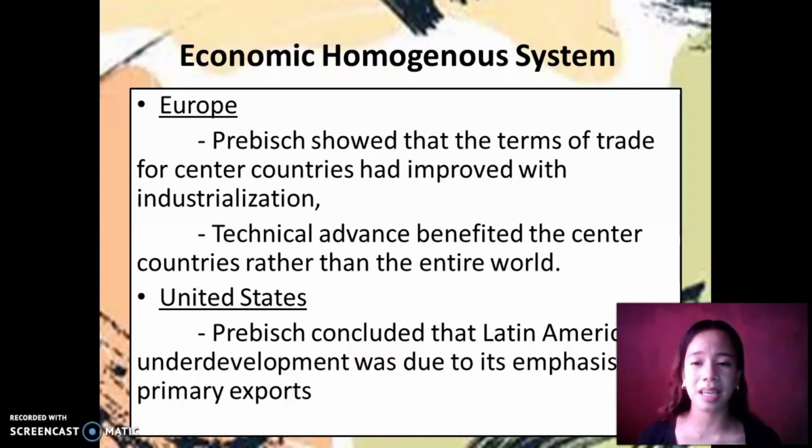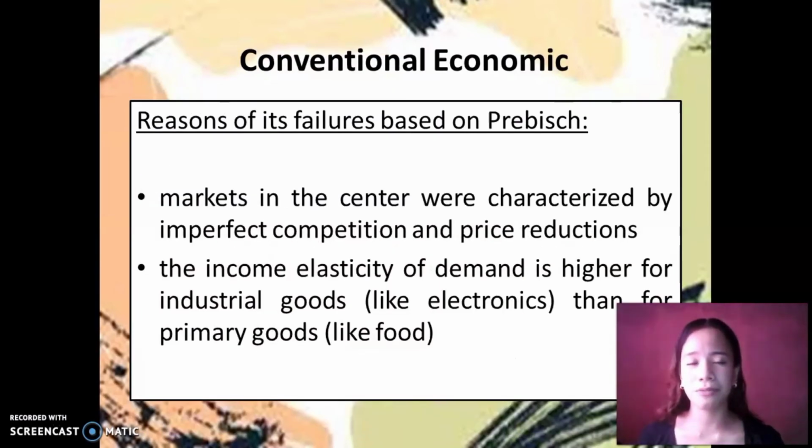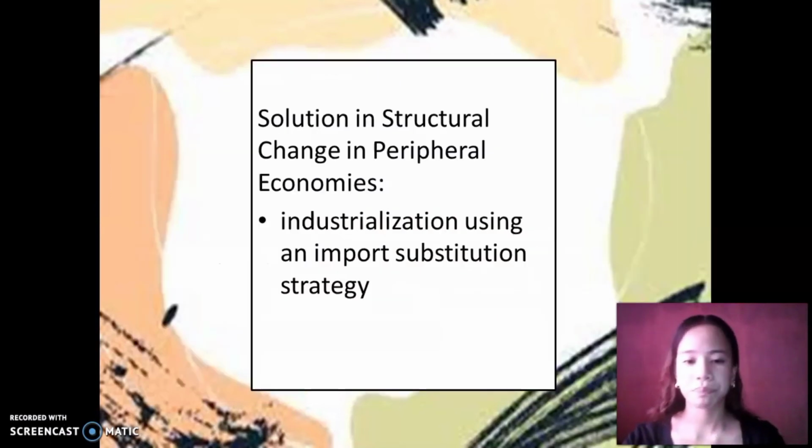So that is it, because America relied on exports. That is why they had problems. So conventional economics, there are reasons for its failures based on Prebisch. He said that markets in the center were characterized by imperfect competition and price reductions. The income elasticity of demand is higher for industrial goods, just like electronics, than for primary goods like food.